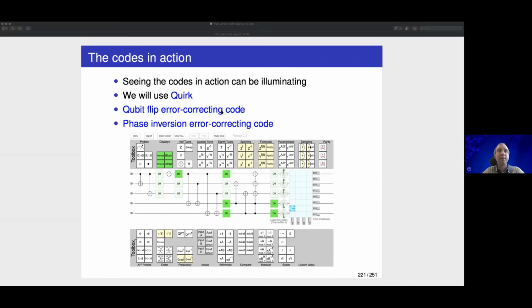So let me change my screen sharing to my browser, and then let me maybe make this a little bit bigger. Okay, and let me show you here what happens.